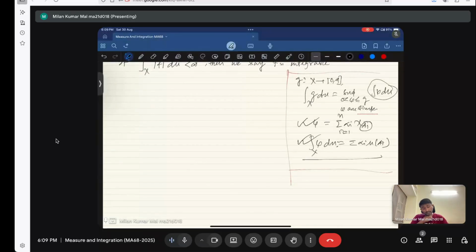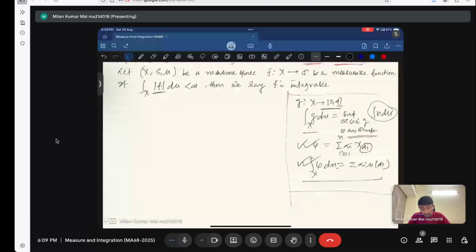For an extended real valued measurable function, the integration is given by this. Here mod f is an extended real valued function, so we know what is meant by this particular thing. If we have this, then we say f is integrable.